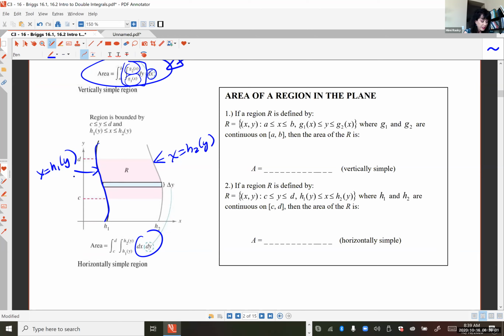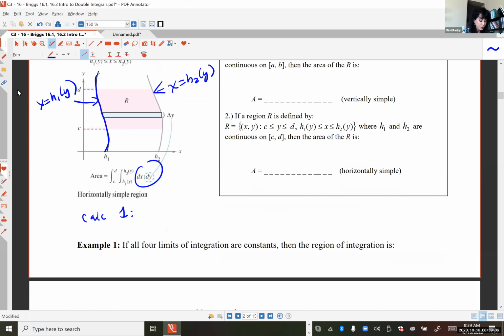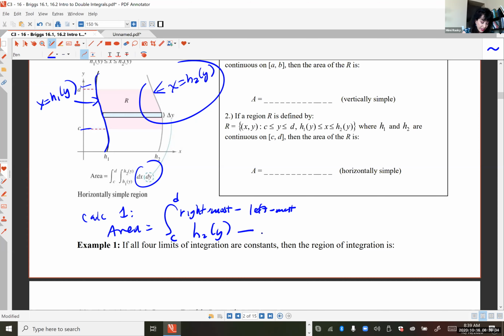And so you can kind of think of, if you were doing this as a Calc 1 problem and you were asked to find the area between these two curves, your area, oops, not a double integral, sorry. Calculus 1 people don't know how to do double integrals. So your area would be going from C to D, that's on the y-axis. And instead of taller minus shorter, you would have rightmost minus leftmost. And this is important, not taller minus shorter. You would have the rightmost function, which is h2 of y, minus the leftmost function. And you would integrate with respect to y.